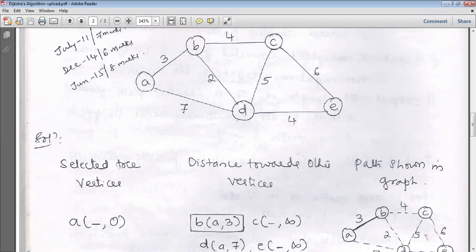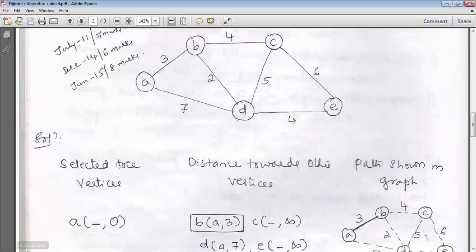Next, from A to E, there is no direct path. So we'll mark it as infinity. If there is a direct path, then whatever the distance on that path is will be marked. If there is no path, then we mark it as infinity for that particular vertex we are considering.